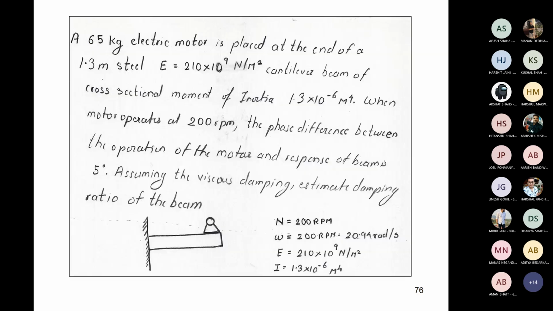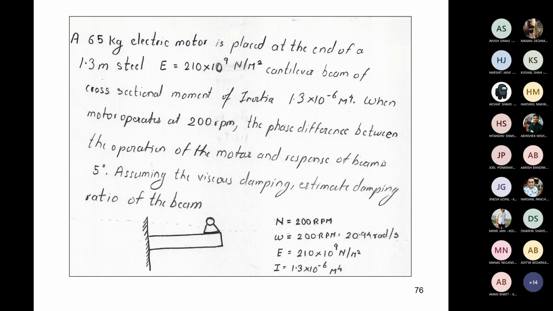Okay. All right. So let's start with the next question. A 65 kg electric motor is placed at the end of a 1.3 meter steel rod. Modulus of elasticity is 210 into 10 raised to 9 Newton per meter square. Cantilever beam has a cross-sectional moment of inertia of 1.3 into 10 raised to 6 meter raised to 4.